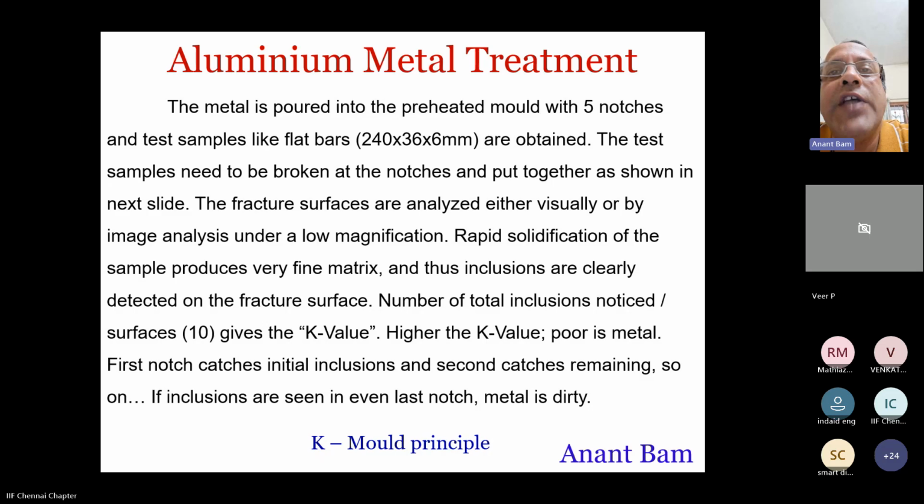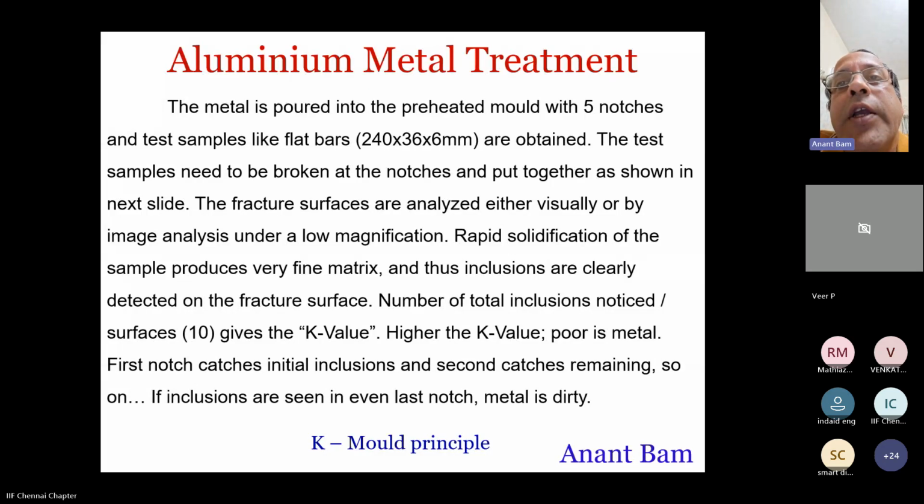The fractured surfaces are analyzed either visually or by image analyzer under low magnification, maybe 10x. Rapid solidification of the sample produces a very fine matrix. Since it's an inclined plane and a 6 mm thickness die, 6 mm thickness casting in a die, solidification is very fast. So grains are very fine, and thus the inclusions are clearly visible and clearly detected by visual inspection itself.